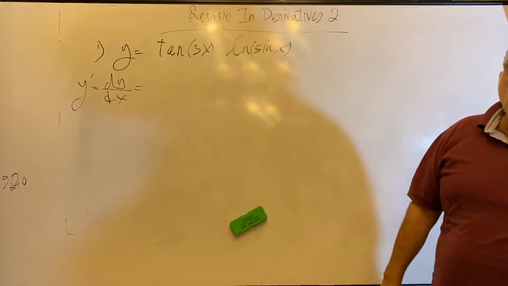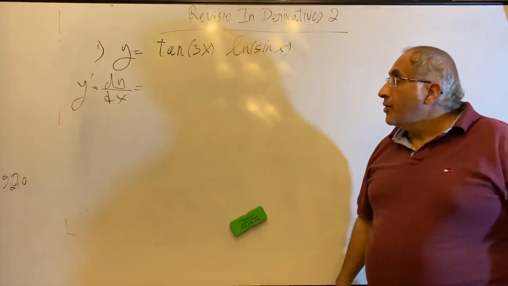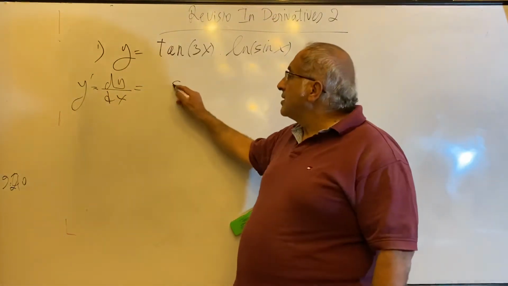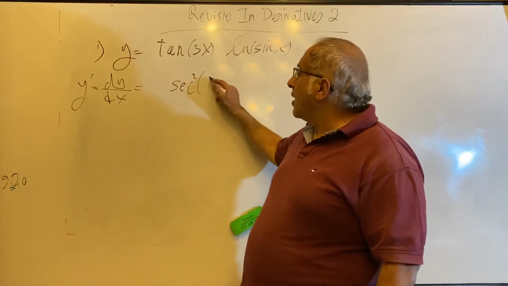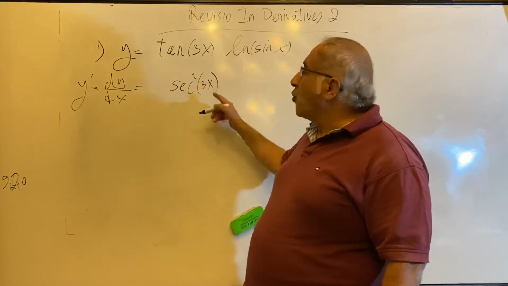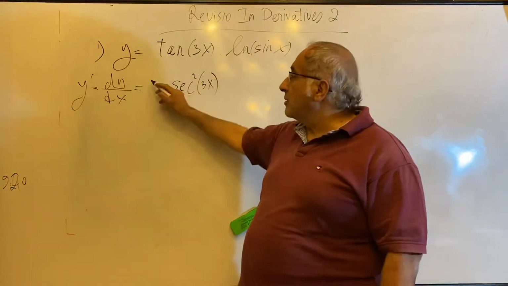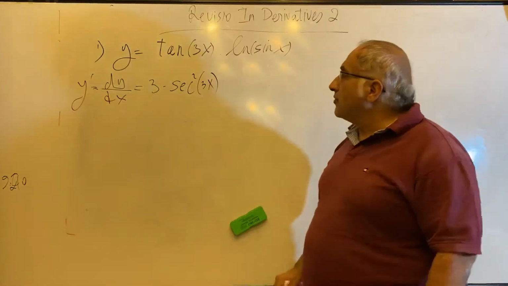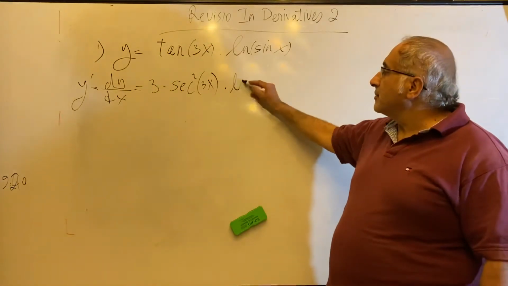We will not give you the rules. You should know how to use them. So what's the derivative of the tangent? Secant square, and the angle do not touch. What is the derivative of the angle? 3x, 3. So derivative of the first times the second.